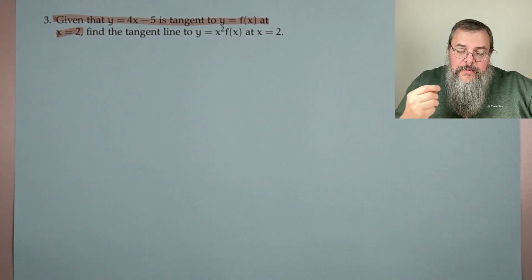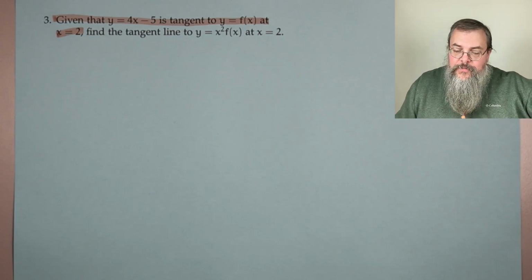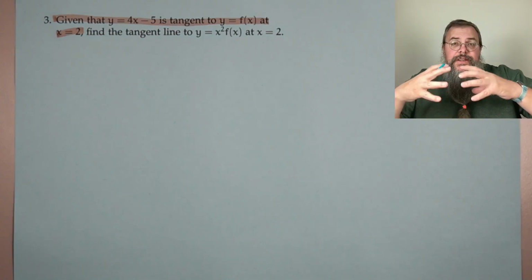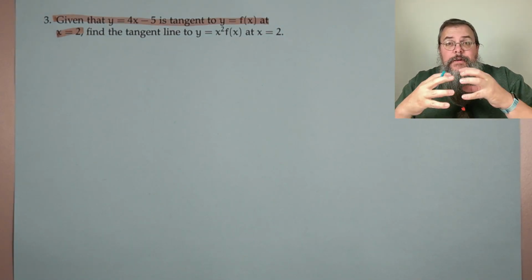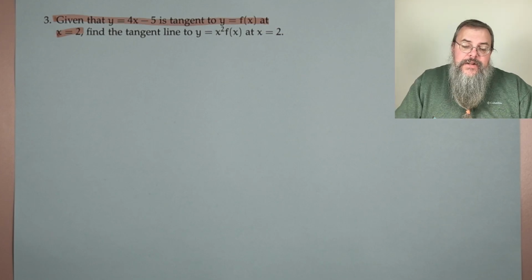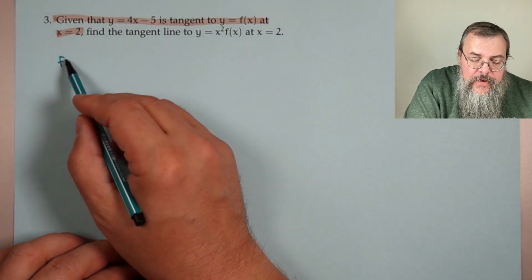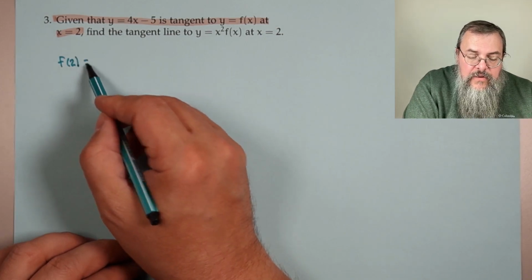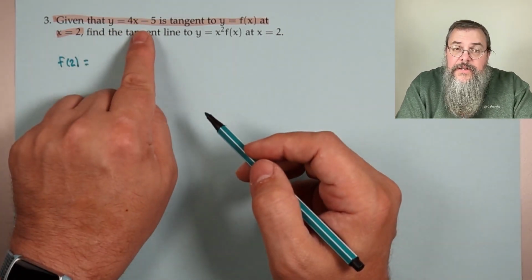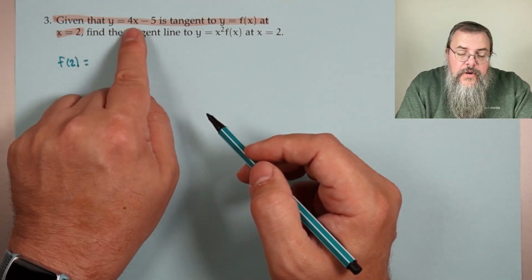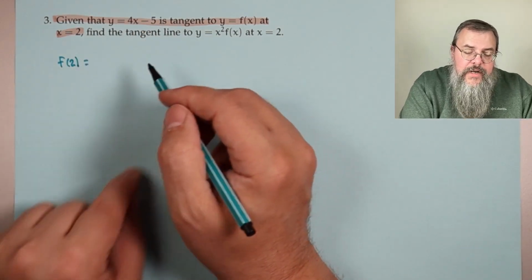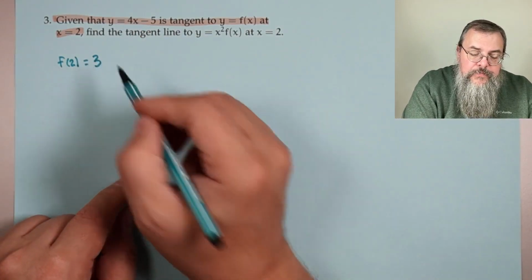That's really telling us something about the function at 2. So in particular, the tangent line is mimicking the function. And you say, okay, so what does that mean? Well, it says if I want f of 2, it's the same as if you plug 2 into this expression. 4 times 2 is 8. 8 minus 5 is 3.